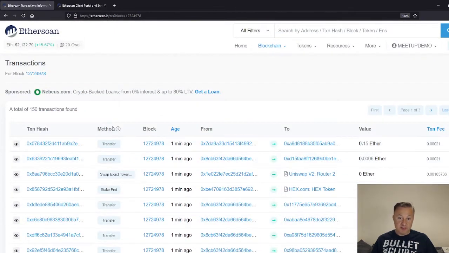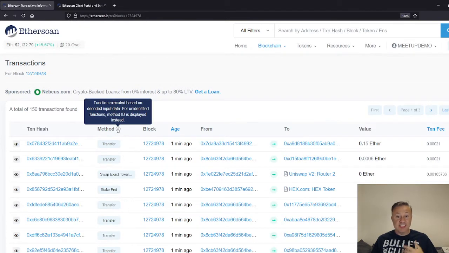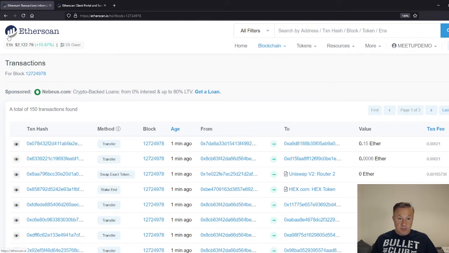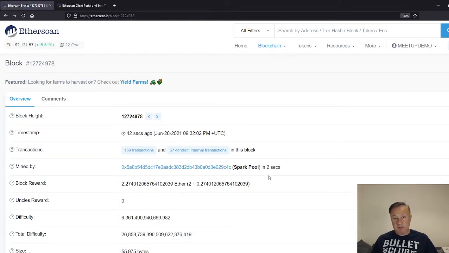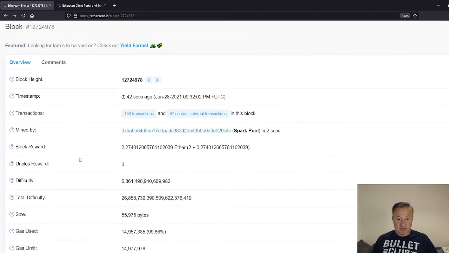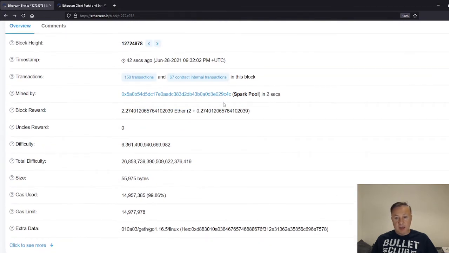You've also got the method, and if I hover over that, that tells you exactly what that's actually for. So if we move back one, there's a couple of other things you can see on this. If I scroll down a little bit, I was talking about fees and the reward for mining. The first thing you'll see on here is the overall reward for that miner mining this block.